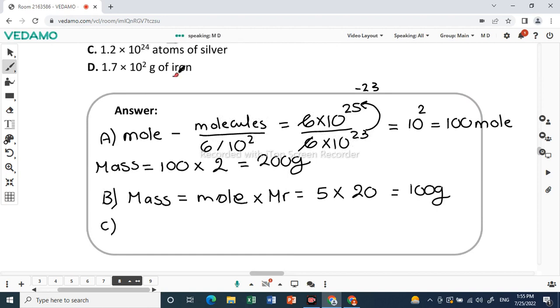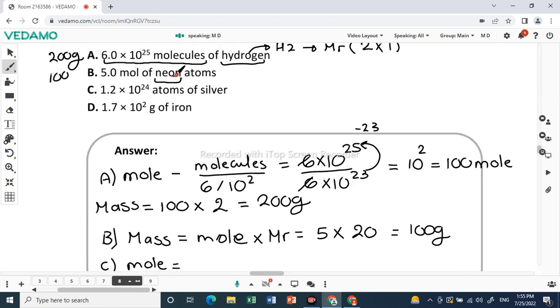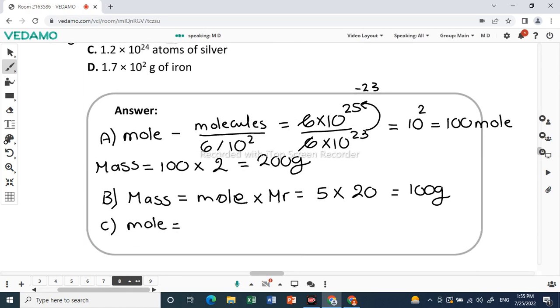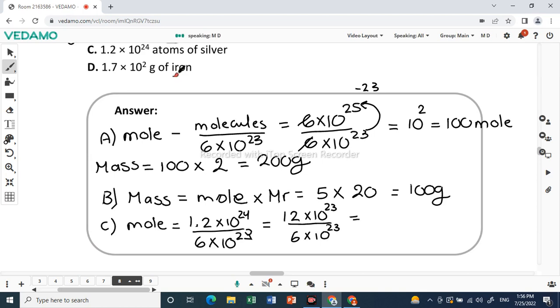I've got now the C. Another time I have the atoms, so it's the same as A. So the mole, I'm going to write the 100 gram beside the B. So I will take my atoms number and I'm going to divide over 6 times 10 to the power of 23, which will be 12 times 10 to the power of 23 divided over 6 times 10 to the power of 23. 12 divided over 6, the final answer is 2 as a mole number. Now we have the mass.